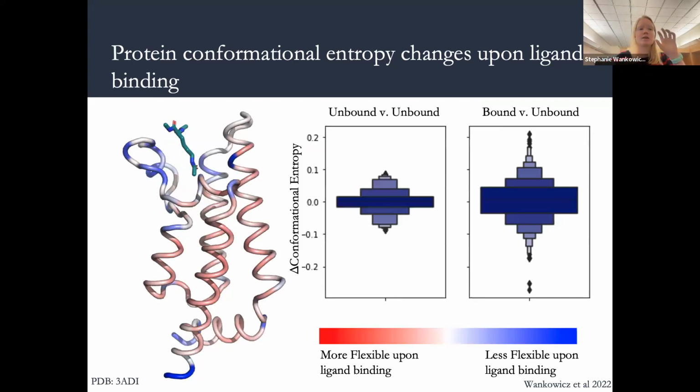But when we looked at this compared to a data set of unbound versus unbound, so same crystallographic, but no ligand bound, we can see that the distribution is much smaller. And so this really indicated to us that the signal that we are seeing in the bound versus unbound is real signal. So now we wanted to ask the question of what is happening spatially across the protein.